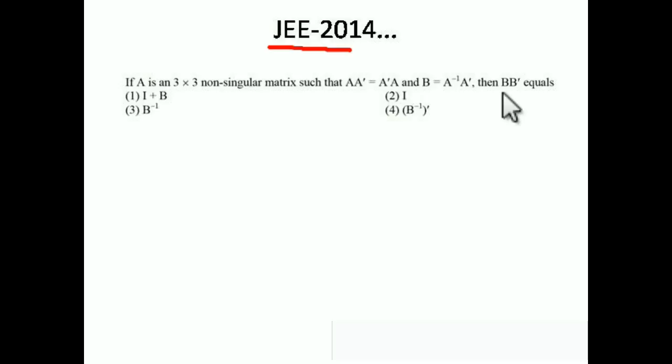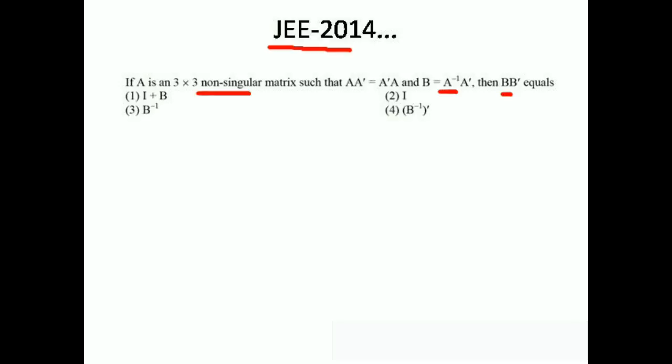Now please remember here, A is a 3 cross 3 non-singular matrix. Now what is the meaning of non-singular? Non-singular means mode A not equal to 0. If mode A is not equal to 0, that means A inverse exists. That's why it is written that it is non-singular. Now we have to find out B dash. A very simple multiplication and we get the answer. Okay, so let's solve this.